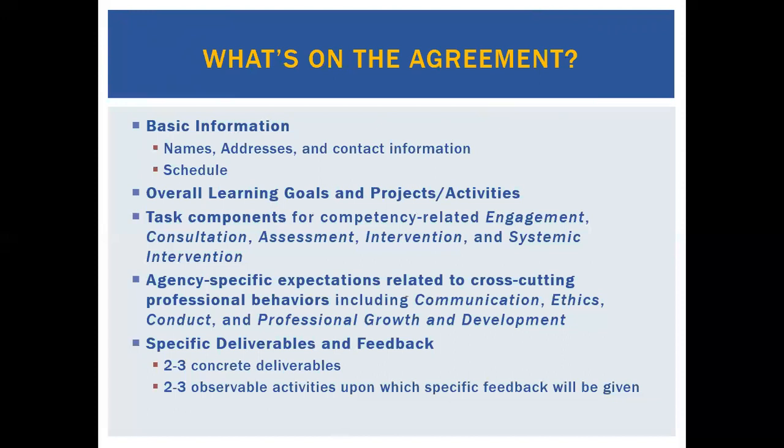Then we want to think about, for the other categories of competency, what the agency-specific expectations related to professional behavior are. That involves enumerating what professional communication looks like in that context. That will look really different if you're a grassroots organizing organization versus a hospital or a county child welfare agency. So what does professional written and oral communication look like in your system of care? And be really clear about what's expected of the student and what it is they're learning to do.